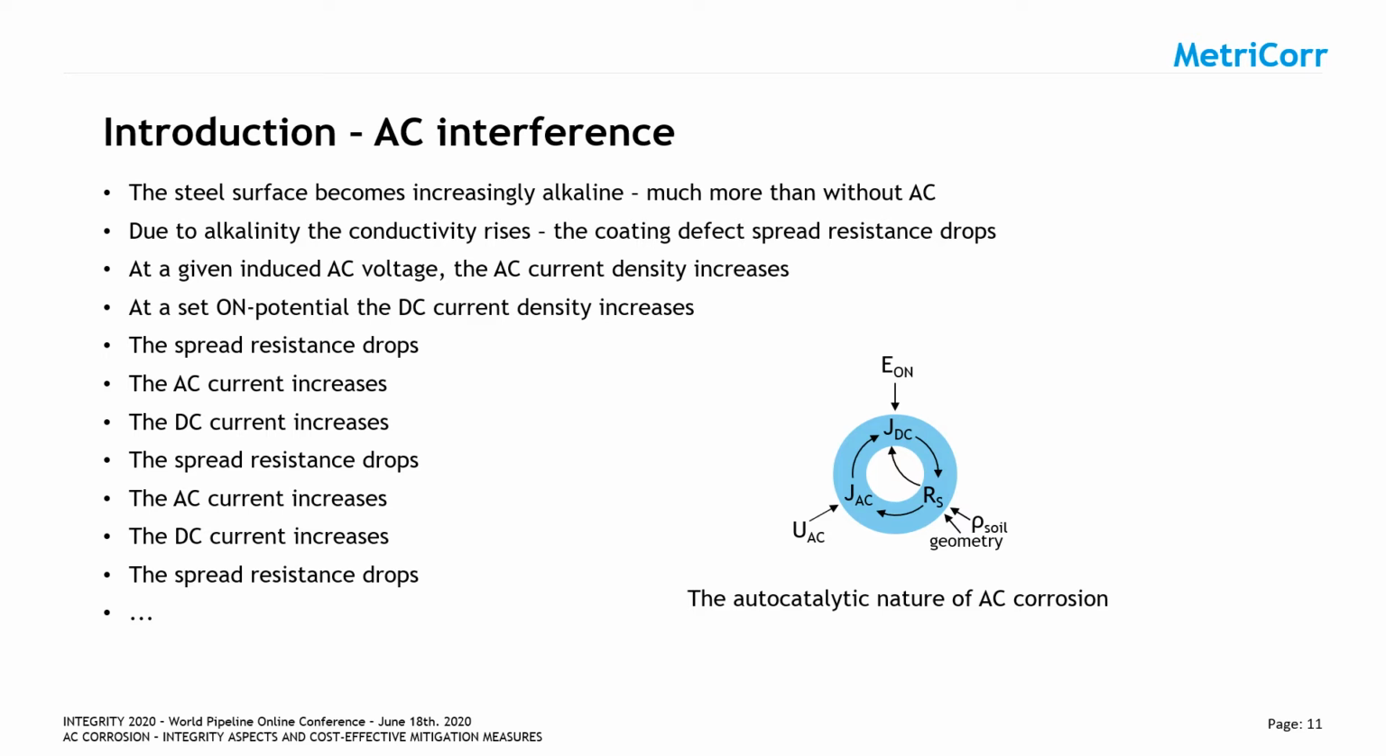The process has many names, one of them being the autocatalytic nature of AC corrosion. The process is best illustrated by looking at a wheel like this, powered by 3 external engines. The rotational speed of this wheel can be interpreted as an analogy for the AC corrosion rate.